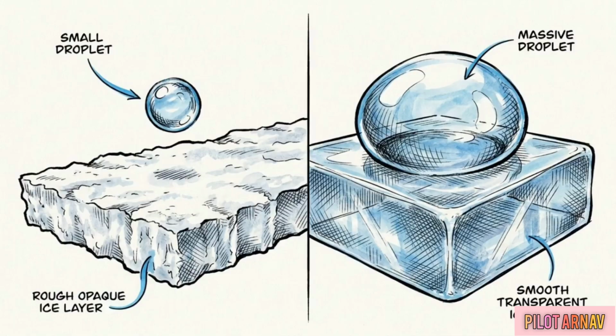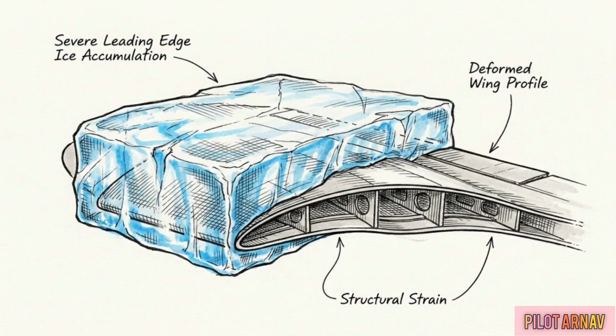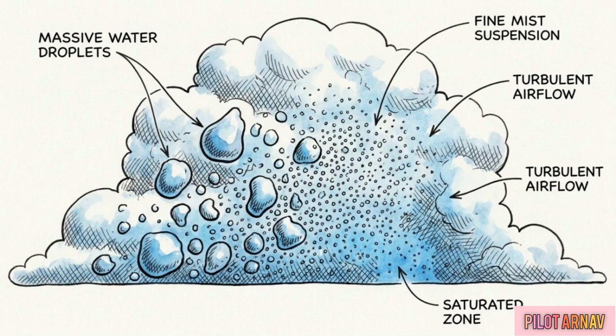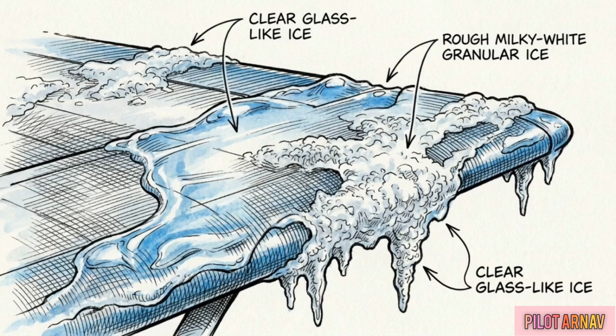The size of the moisture droplet directly controls the thermodynamic heat release. Small droplets build a brittle, opaque layer of rime, while large droplets build dense, flowing clear ice that severely warps the airfoil. When an aircraft flies through a cloud containing both large and small supercooled droplets, usually between -10 and -15 degrees, the result is mixed ice, a simultaneous accretion of both clear and rime formations.